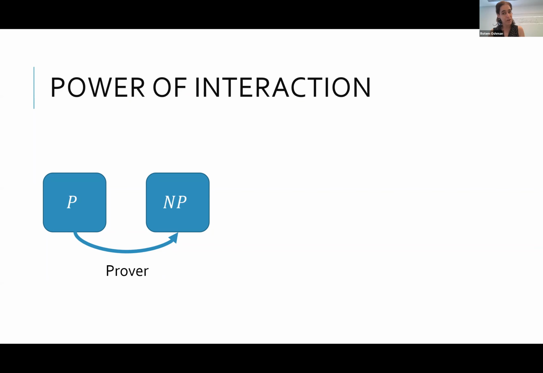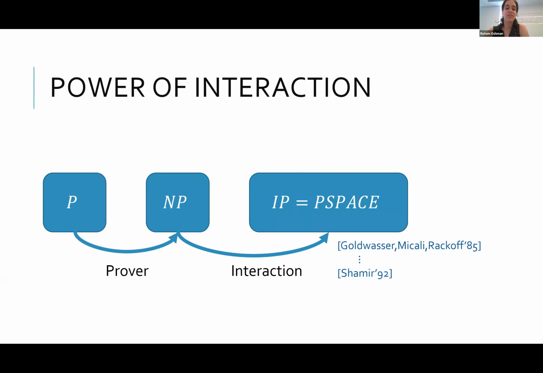And this is with no interaction and with no randomness. If you add interaction, you go all the way up to the class PSPACE. A really famous and celebrated result by Shamir shows that the class of interactive proofs, IP, of languages that can be recognized by an interactive proof is equal to PSPACE, the family of languages that can be recognized by a Turing machine that uses polynomial space, but not necessarily polynomial time.